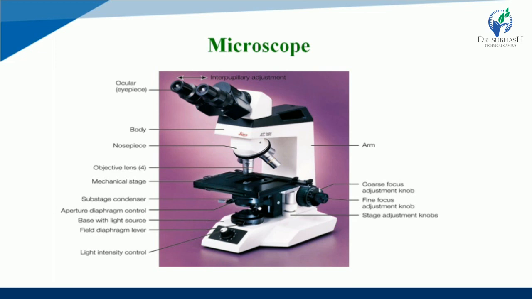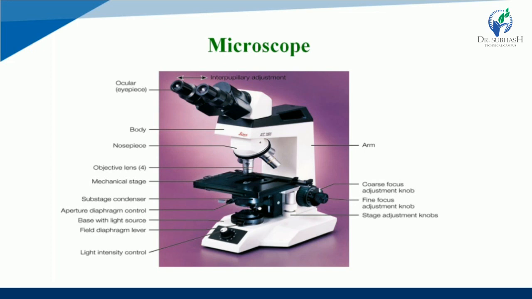That is regarding arm. Next one is body tube. Body tube is present above the nose piece. What is body tube? It holds the optical parts like eyepiece and objectives at a proper working distance from each other. So what is the role of body tube? It holds the optic parts like eyepiece as well as objective at proper working distance from each other.